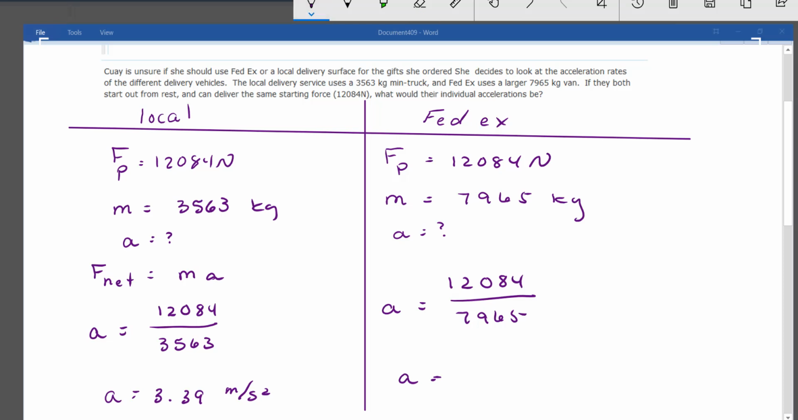Plugging it all into the calculator, I get the acceleration of the local truck is 3.39 meters per second squared, and the acceleration of the FedEx truck is woefully behind at 1.52 meters per second squared. Still doesn't say which one Coy's going to use, but that's her problem.